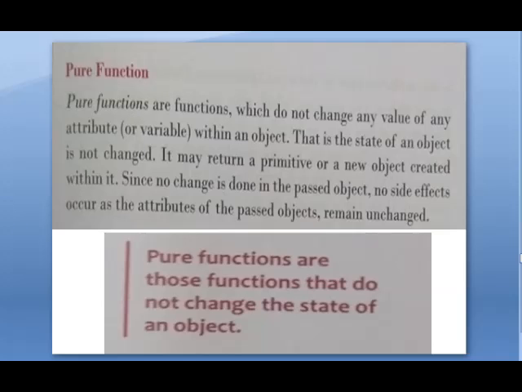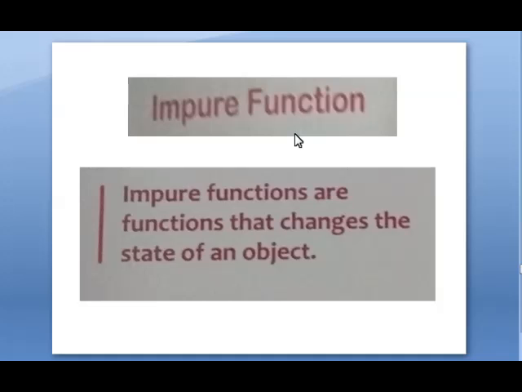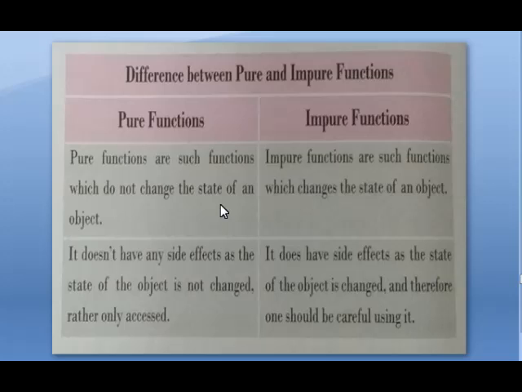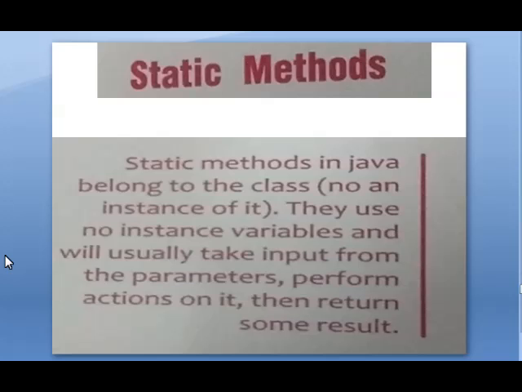Since no changes are done in the passed object, no side effects occur and the attributes of the passed object remain unchanged. The next one is impure function. Impure functions are functions that change the state of an object. Here you have to learn the differences between pure functions and impure functions. The next one is static methods. Static methods in Java belong to the class, not an instance of it. They use no instance variables and will usually take input from the parameters, perform actions on it, then return some result.